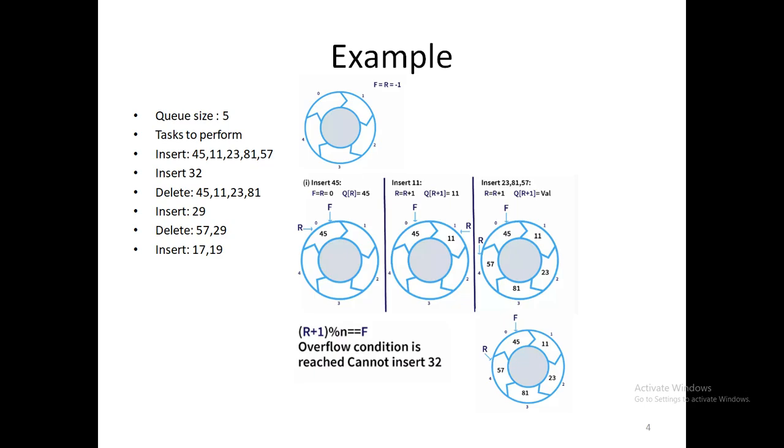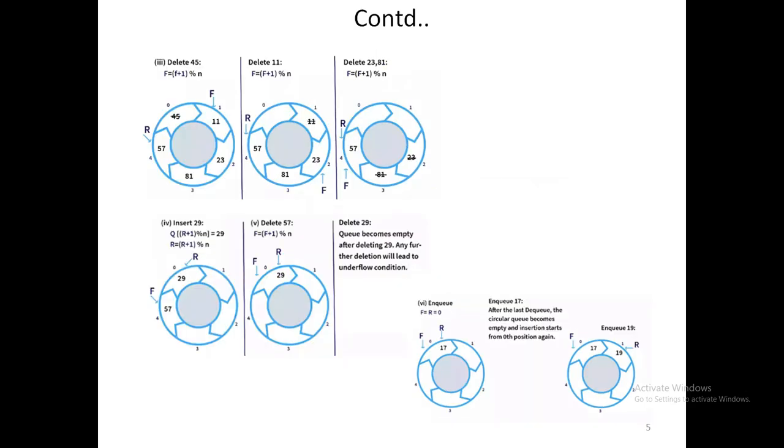We cannot insert 32, but we can delete 45. So delete 45, in the sense front is incremented. Then delete 11, front now is pointing to 23, and then 23 and 81 are deleted. Now front is pointing to 57.